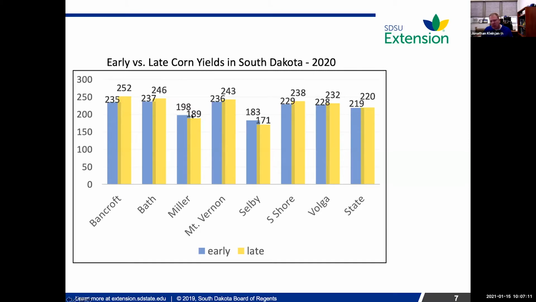Miller, we ran out of water in Miller, which is why I think the later performing hybrids did not do as well. Selby, we had a frost up there, which dinged the later hybrids more than the early. But in most cases, I would say both years in Selby, the early corn has done better, just because I think we run into frost issues up there. But in most cases, the late or full season maturing hybrids are going to yield more on average than the early. So this is typically what we see in yield trials in the state.